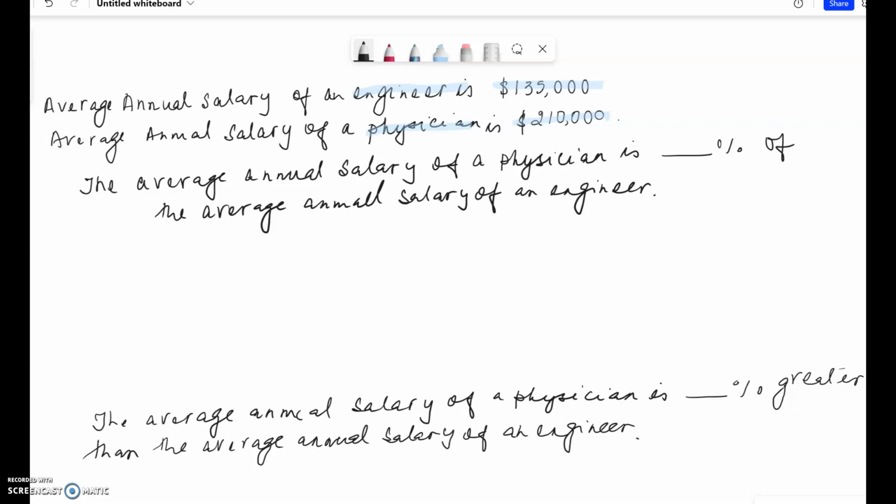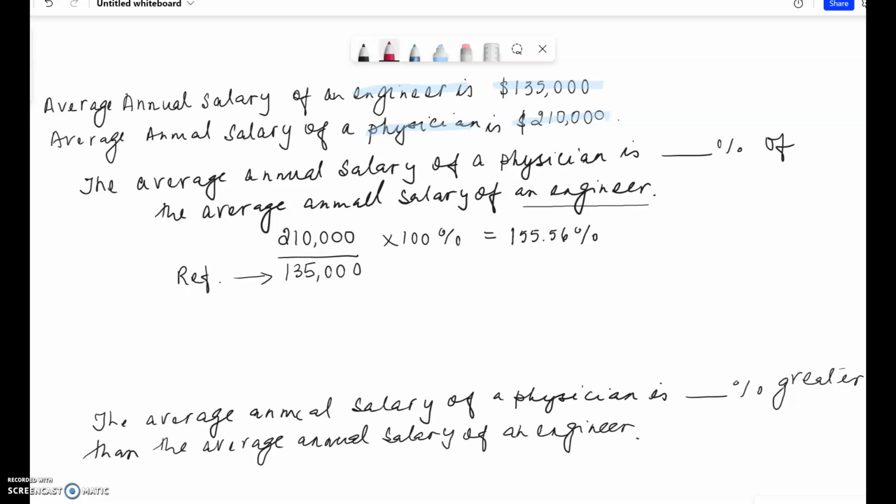So here our reference value is the annual salary of an engineer. So the average annual salary of a physician divided by the average annual salary of an engineer. So our reference value sits in the denominator, times 100% is what we need. That's equal to 155.56%. I've rounded it to the second decimal place.